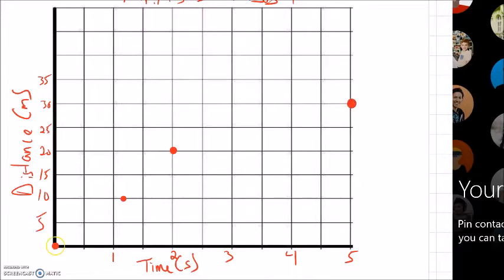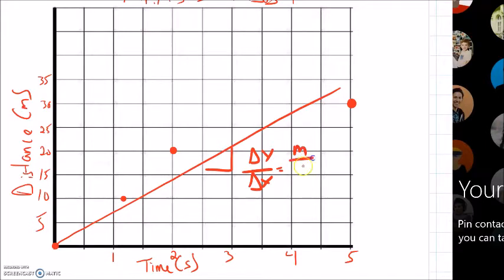We can go ahead and draw our trend line. And we know that the slope of that trend line, or the change in y over the change in x, is equal to the change in our y variable, meters, divided by seconds. So we know that that slope must be our velocity. And if it's the trend line, then it's our average velocity.